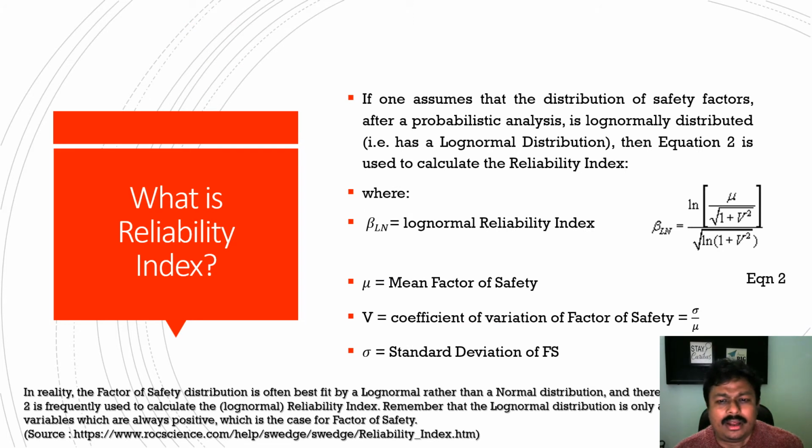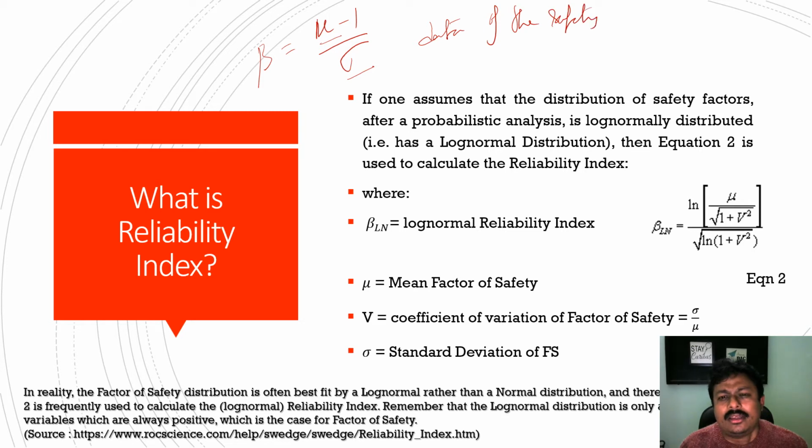Now, one thing I forgot to tell you in the earlier case, when we are calculating beta equals mean minus 1 over standard deviation, then we are assuming that the data from which this mean and standard deviation are calculated, the data of the safety factor, is normally distributed.